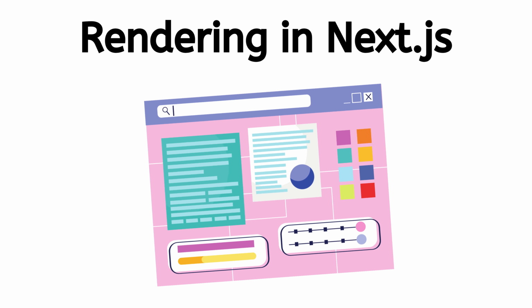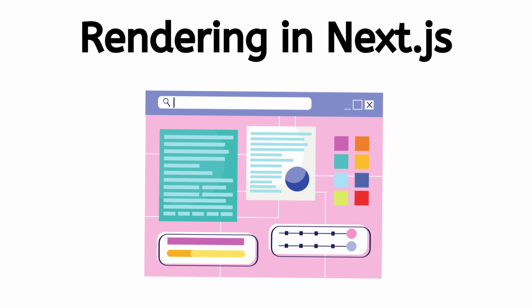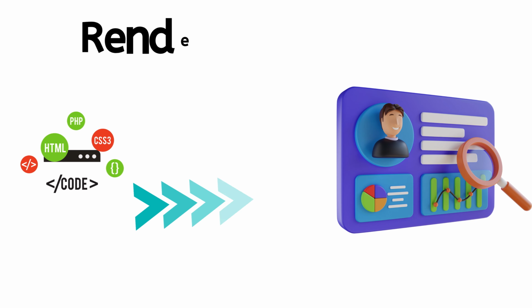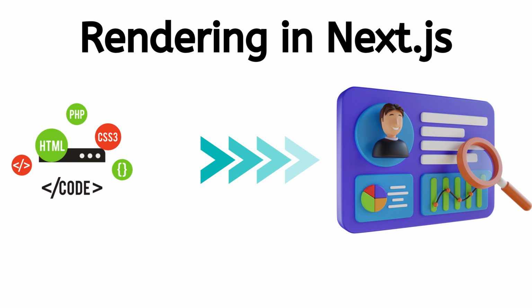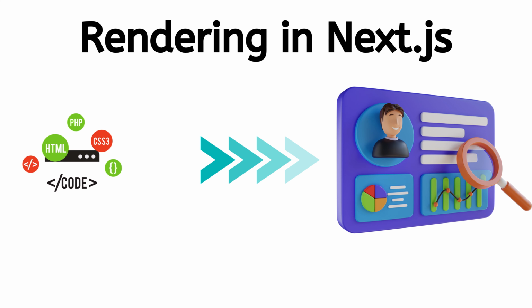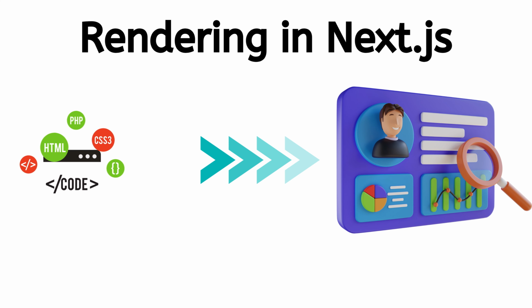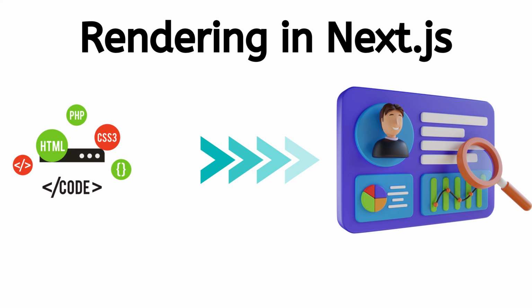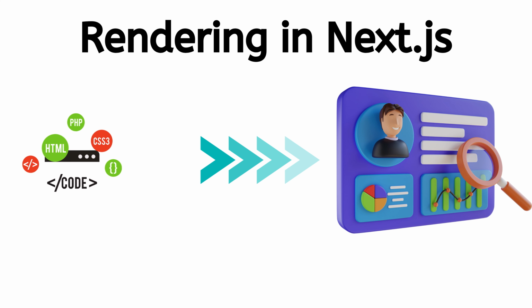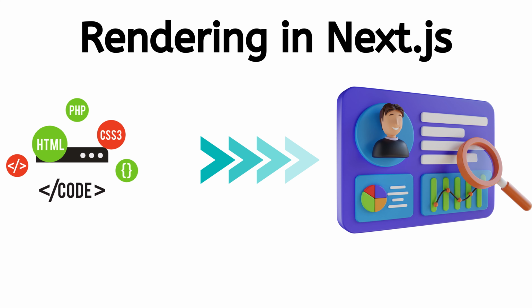So now let's start with understanding what is rendering in general. Rendering is the process of converting the code into a usable and visual format of user interface called a web page. So rendering generates the web page and it will display on the web browser. Next.js supports both client-side rendering and server-side rendering, and there are different use cases for each type of rendering. We will discuss and explore those in this video.